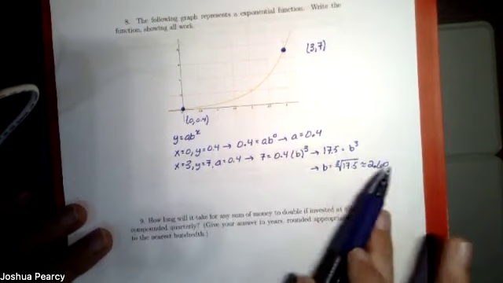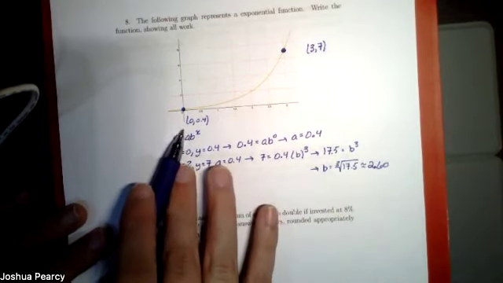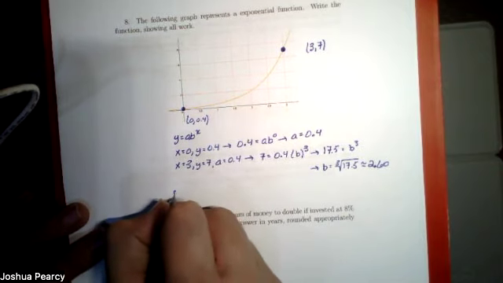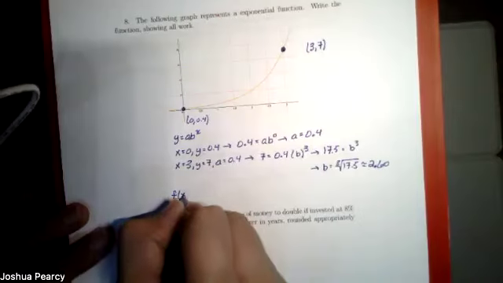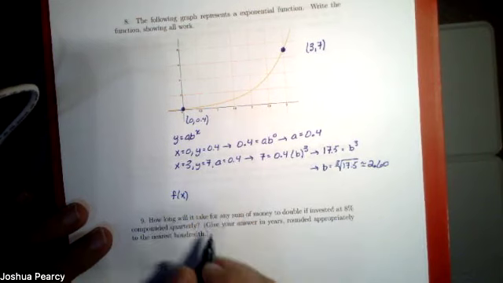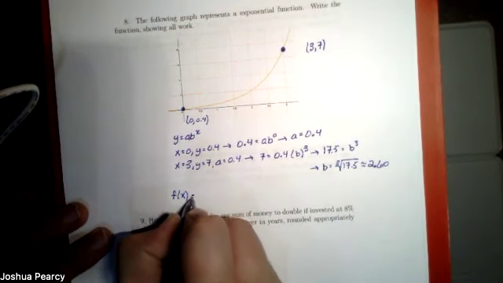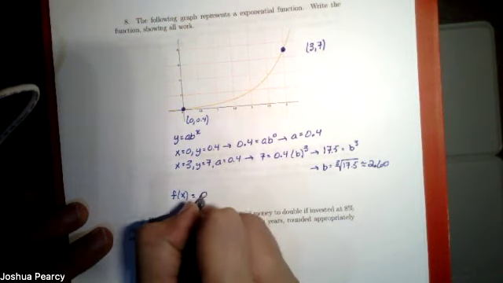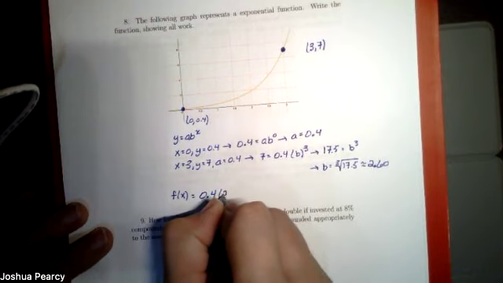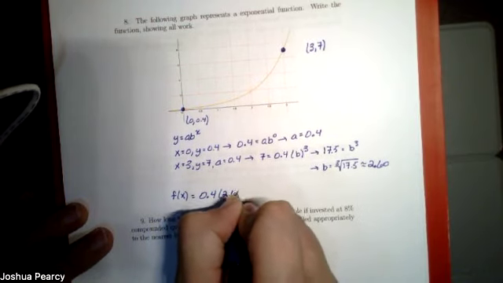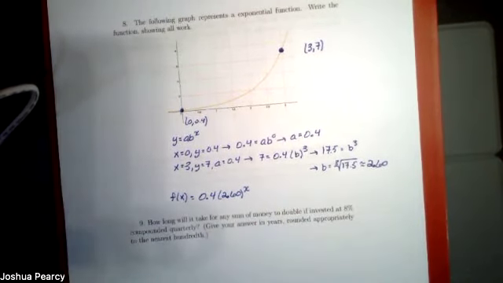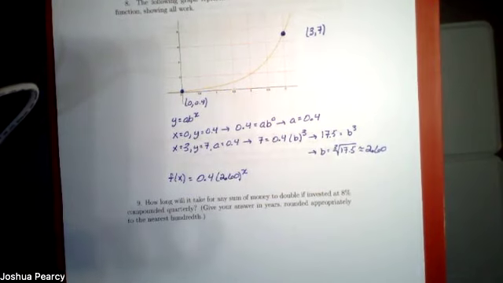So now I know what a is, I know what b is, I can write the function. We want it in function notation, so it's going to look like f of x, because we have to tell it what the input is and write the appropriate notation. f of x equals a, which is 0.4, times b, which is 2.60, and then to the x power. And that is the corresponding function for that one.